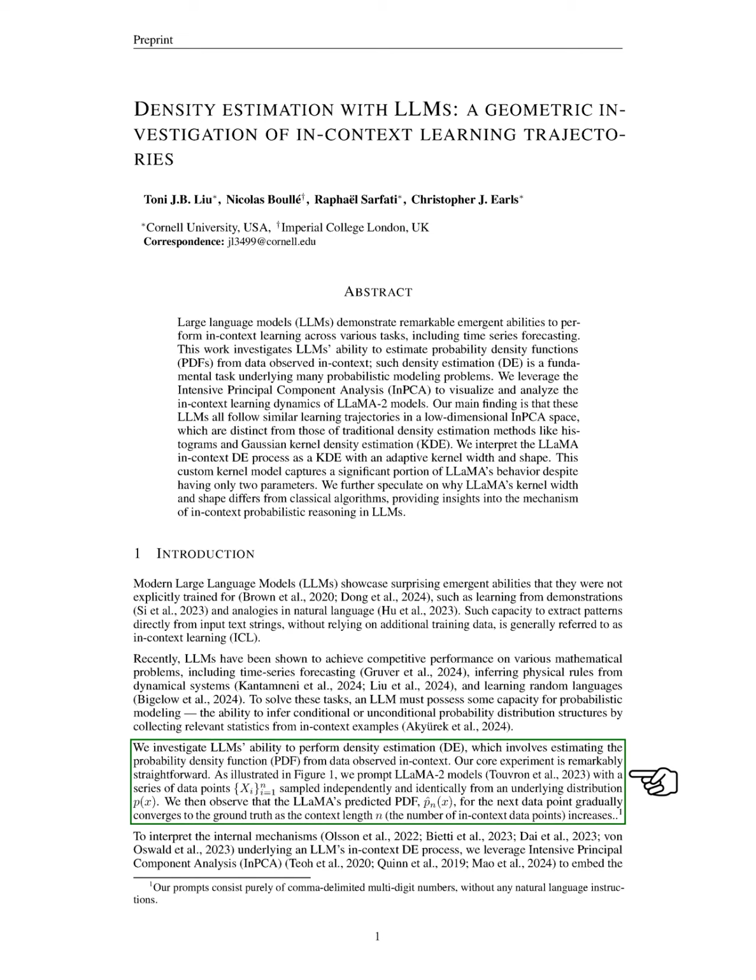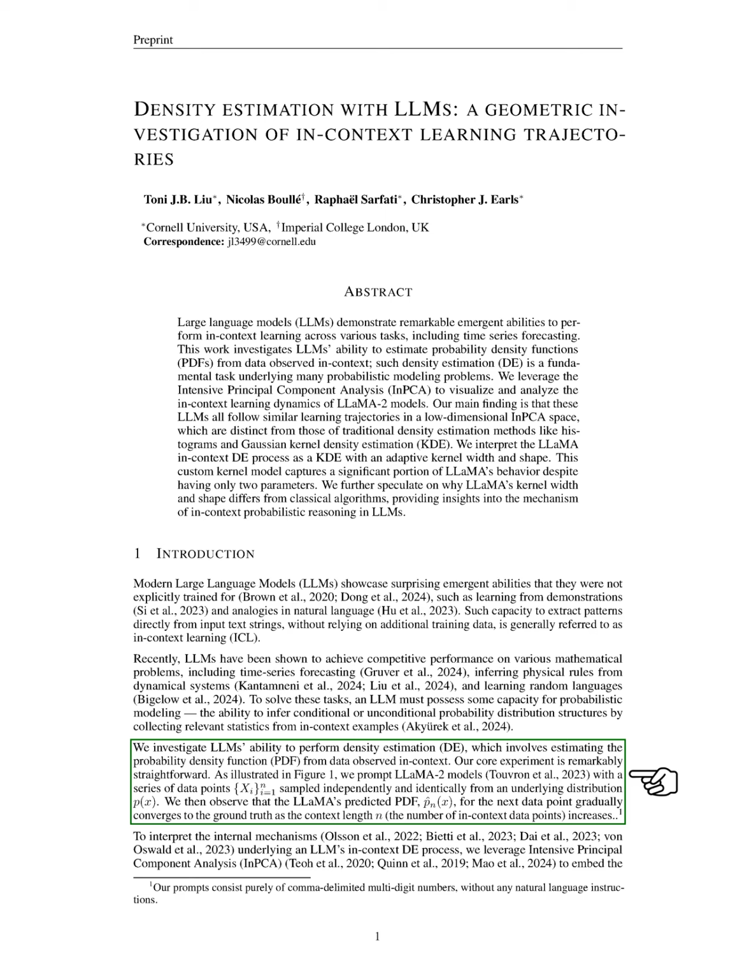We focus on the ability of LLMs to perform density estimation, DE, which is about estimating the probability density function, PDF, based on observed data. Our main experiment is straightforward. We prompt Llama 2 models with a series of data points sampled from a specific distribution. We find that as we increase the number of data points, the predicted PDF for the next data point aligns more closely with the actual distribution.